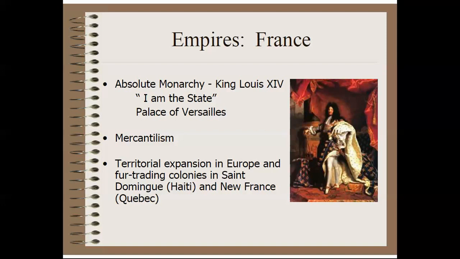Next one is France. France was an absolute monarchy, and they were probably the ideal absolute monarchy. They were really interested in a lot of European wars going on. They fought a lot of their neighbors. They also are going to be involved in overseas expansion.